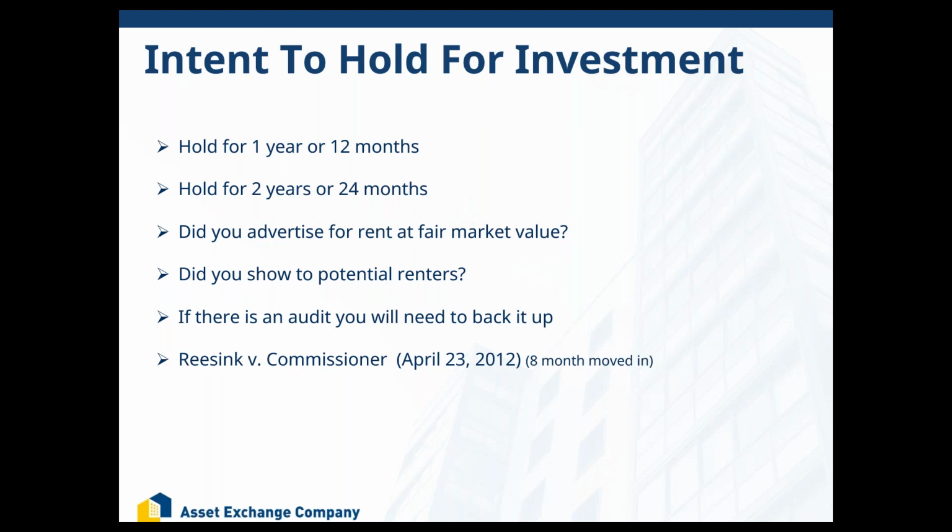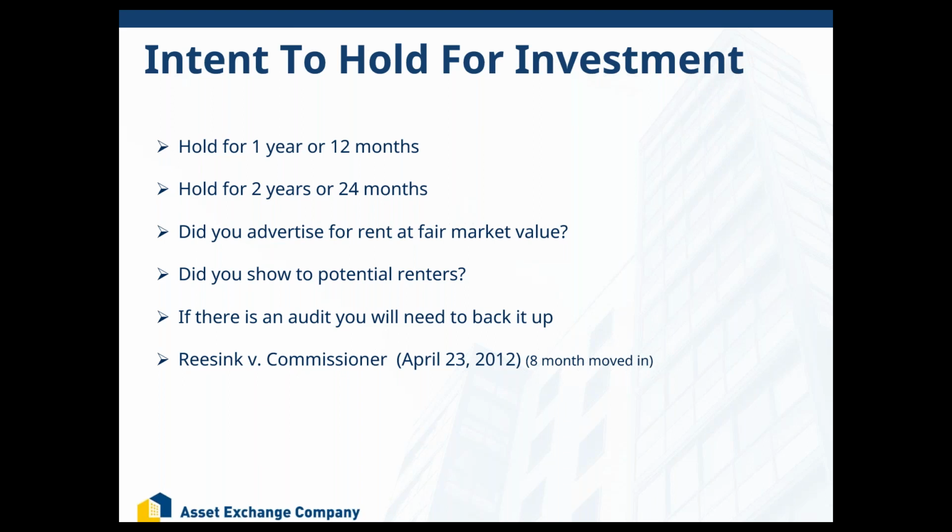So some CPAs pick up on that and they say, well, for vacation homes, the IRS is actually giving us guidance that for that vacation home to be considered an investment property, you must own it for at least 2 years or 24 months. Therefore, for any type of investment property, a good rule of thumb is to hold on to it for at least 2 years or 24 months.